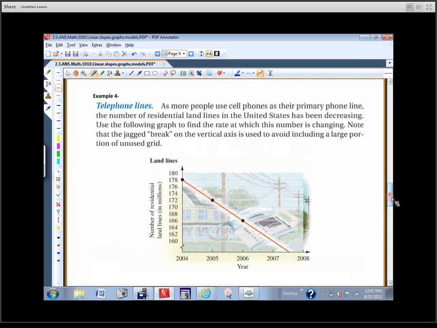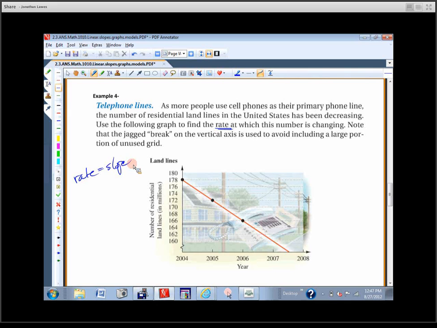It says, as more people use cell phones as their primary phone line, the number of residential landlines in the United States has been decreasing. Use the following graph to find the rate at which this number is changing. Notice we say the word rate. Okay? When somebody says rate, we're going to think slope. Find the rate at which this number is changing.